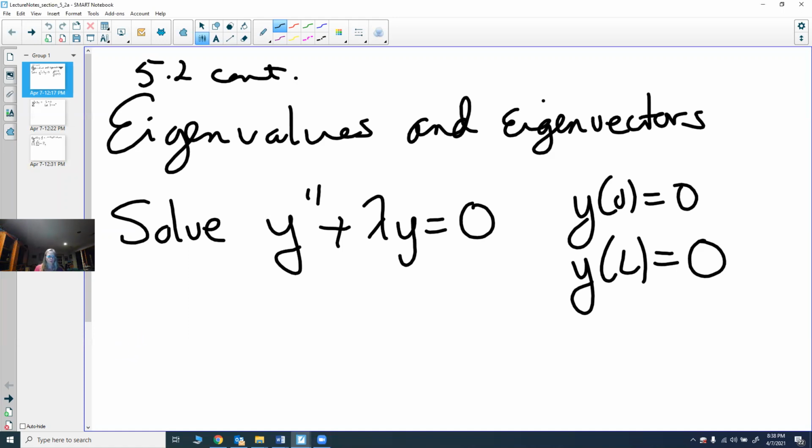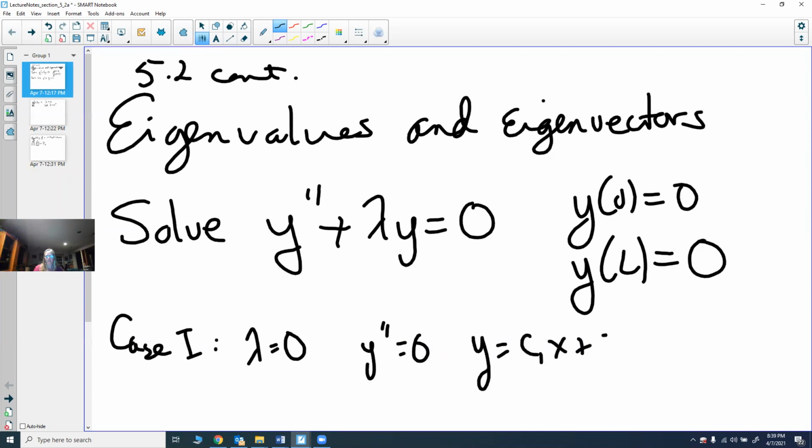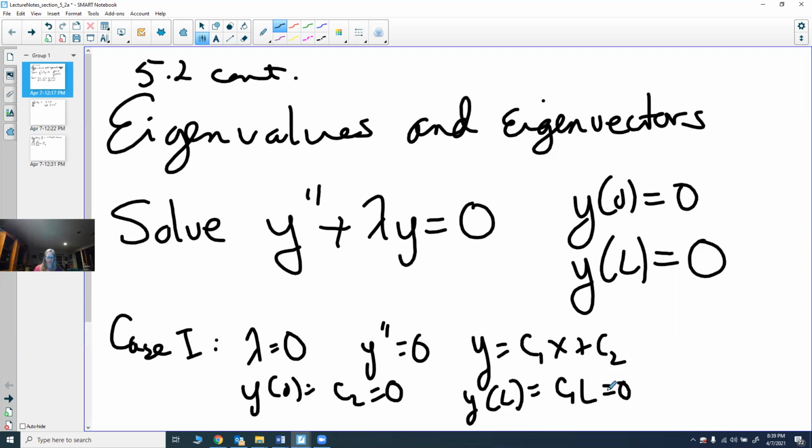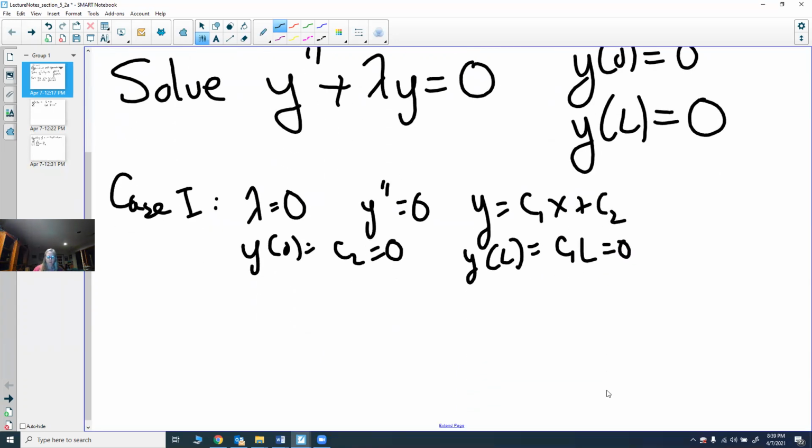So case 1. Let's just for the moment assume that lambda is 0, which means y double prime equals 0. Taking the integral twice, you're going to get y is equal to c1x plus c2. Y of 0 equals 0. So therefore, c2 equals 0. So we end up with y of L equals 0. So y of L would give me c1 times L equals 0. So that being the case, the only thing that can happen is c1 would have to be 0, because L can't be 0. And so you get y equals 0. Very trivial. Who cares? We don't really want trivial solutions. So we're going to ignore this one.